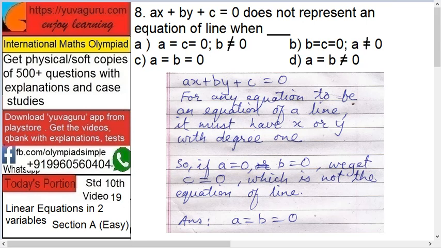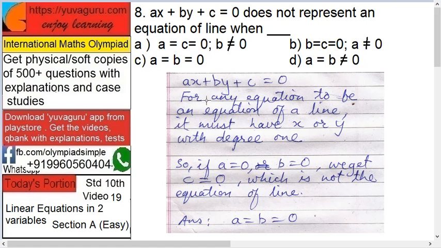Easy. Let's start. Ax plus by plus c does not represent an equation of a line when... So what is the equation of a line? The equation of a line should have 1 degree x, 1 degree y and a constant. If the constant is there, it's okay. If it's not there, then also it's okay. But x and y should be there.